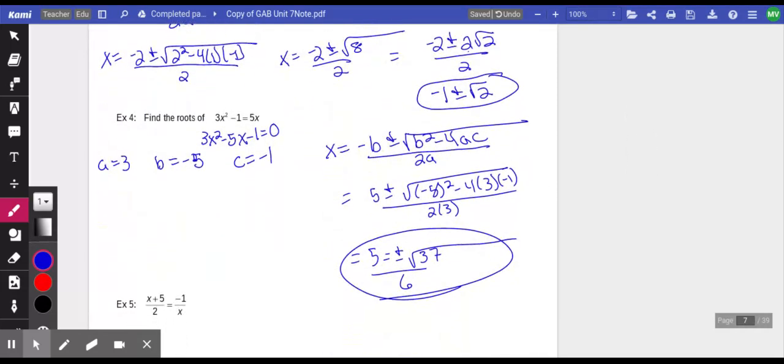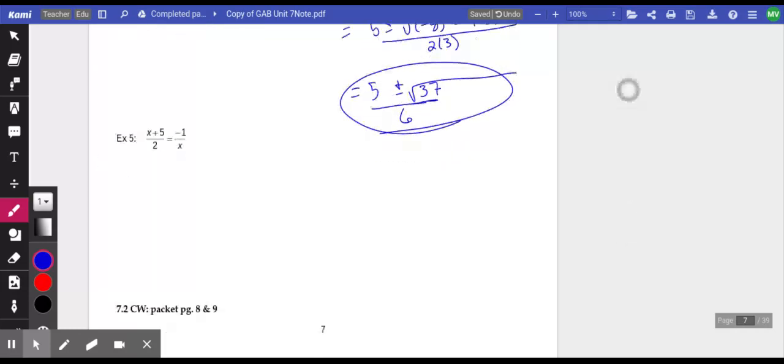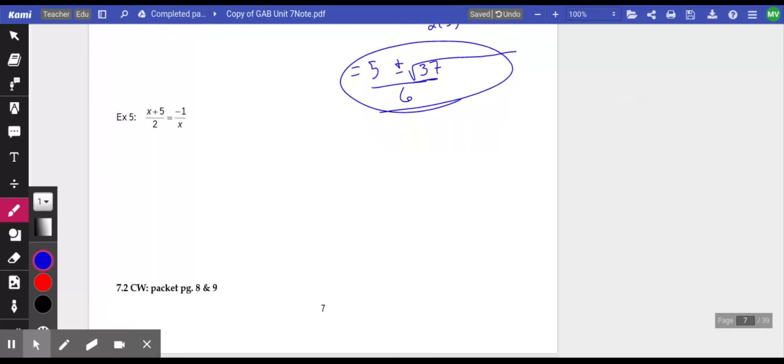Example 4, first I subtracted 5x from both sides, so it equaled 0. Then my a is 3, b is negative 5, c is negative 1. I substituted into the quadratic formula. I simplified what was underneath my radical, which gave me 37. Square root of 37 cannot be simplified, so my answer is 5 plus or minus the square root of 37 over 6. So now try example 5.